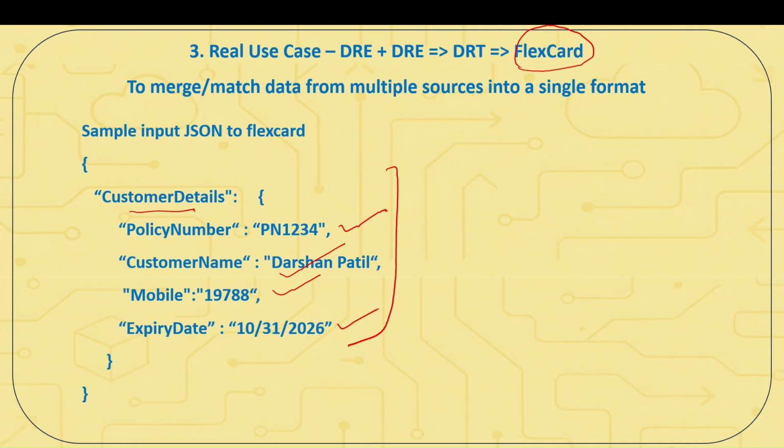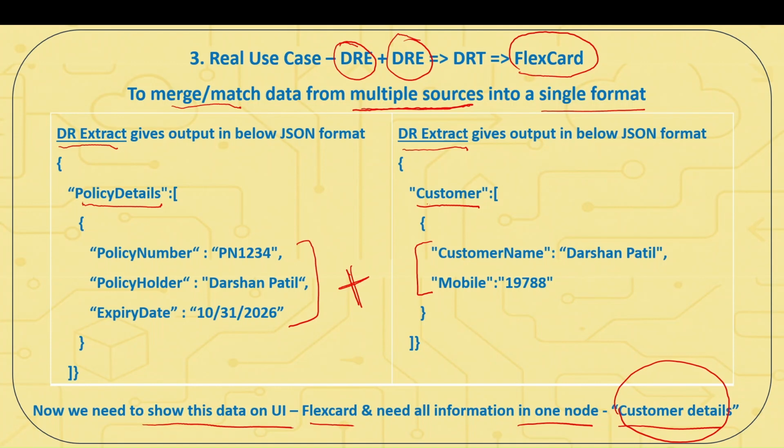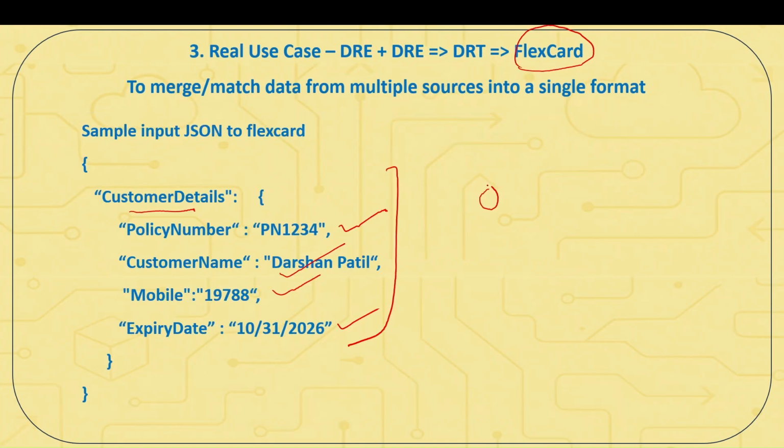Now how to achieve this? Now we are clear here. What's the input? The input is the output of the first DataRaptor as well as the output of the second DataRaptor. We have two inputs now. Once we are clear on the input, then understand the output.